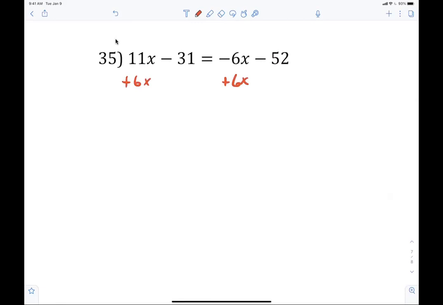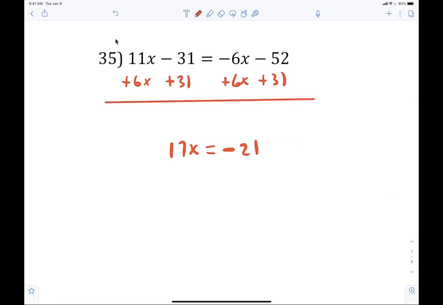Now, how many of you guys are like, that's really simple to do that now? If you're like, that's really simple, you're allowed to just say 17x equals, now you'd be adding 31. So that would be what? Negative 21. You with me on that, right? And so now 21 and 17 don't divide evenly. So it's just negative 21 over 17.